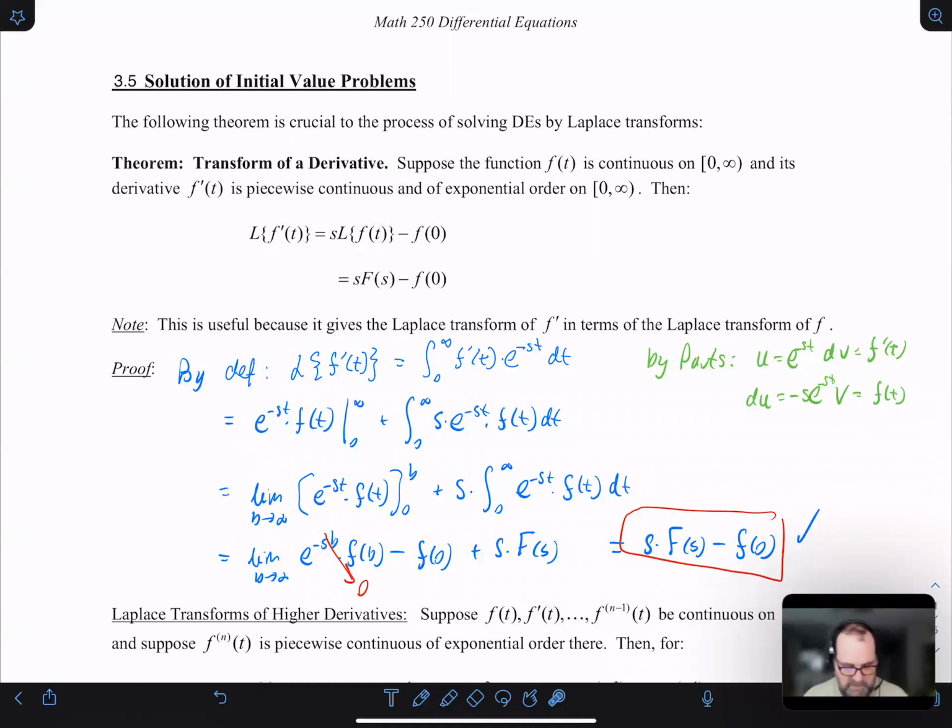Welcome to section 3.5, the pre-class video assignment. So here we're going to look at solving initial value problems using the Laplace transform.